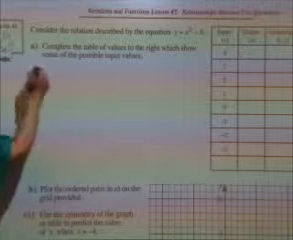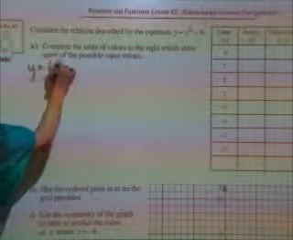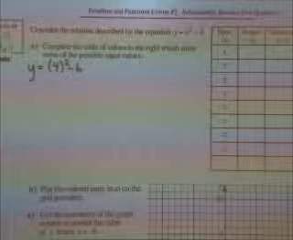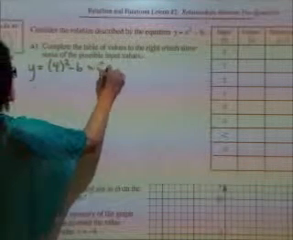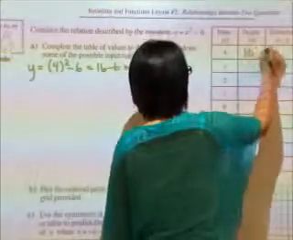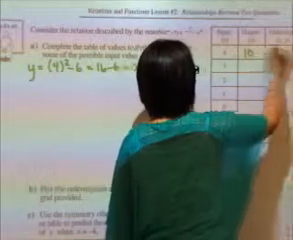Consider the relation described by the equation y equals x squared minus 6. So we're going to do the same thing that we did before. Inputs and outputs. This time if I have an input of 4, y equals 4 squared, which is what? 16. And what's 16 minus 6? So my output would be 10, so my ordered pair would be 4 and 10. Now I want you to finish the table of values.